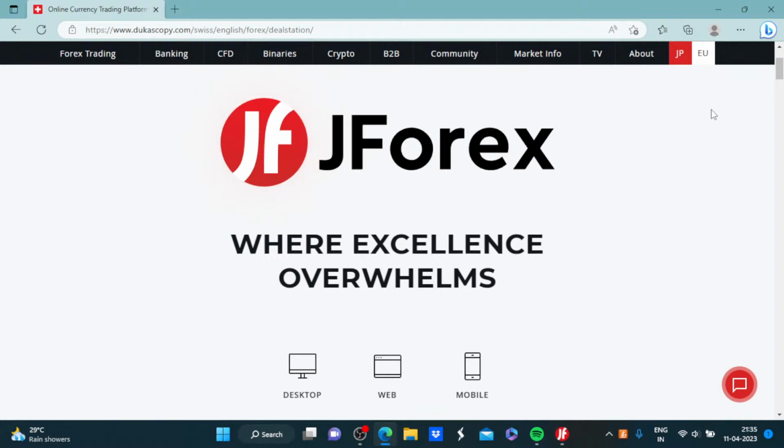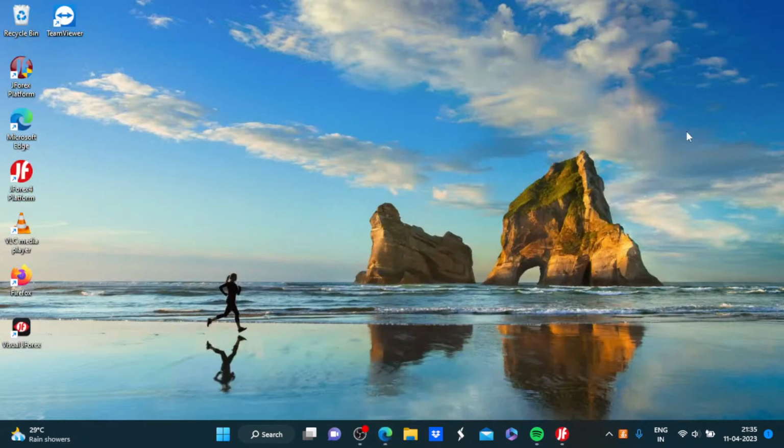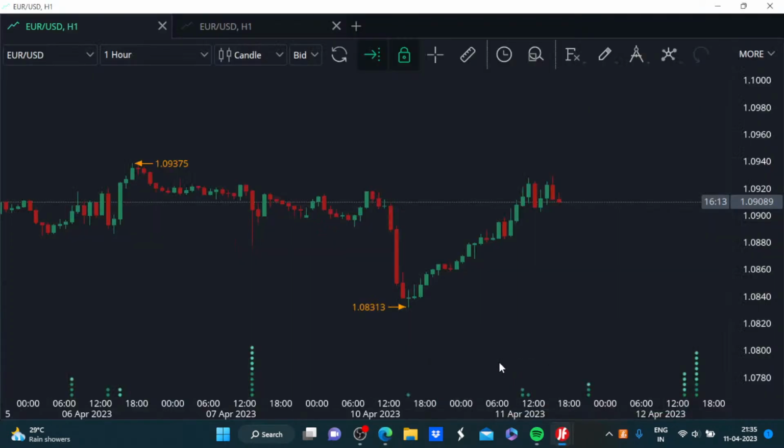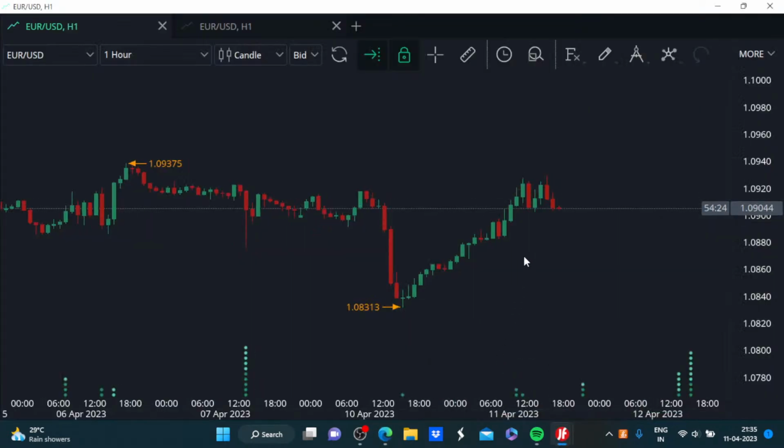So let us now head to the JForex, the newly released trading platform from the Dukascopy Bank SA. This is the Euro USD chart with each candle period defined as hourly.